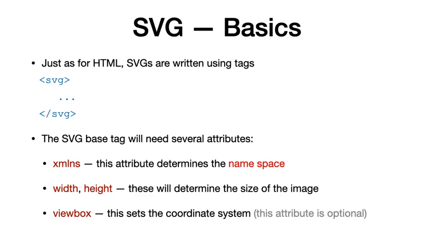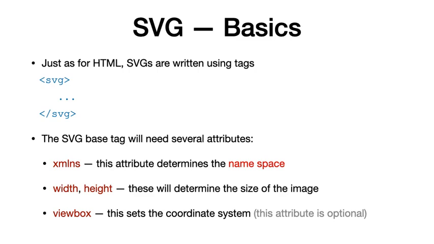The SVG base tag that we have here is going to need several attributes. The first attribute is called XMLNS. This attribute determines the namespace. I will not try to explain this. The easiest way to use this is to simply copy the XMLNS specification, the line for this attribute that I gave you in the instructions.